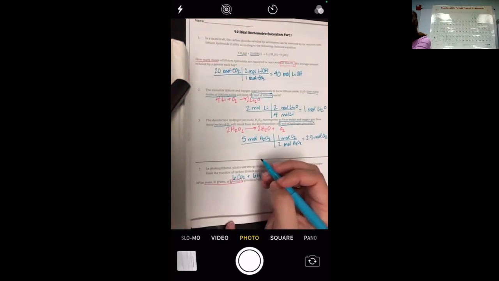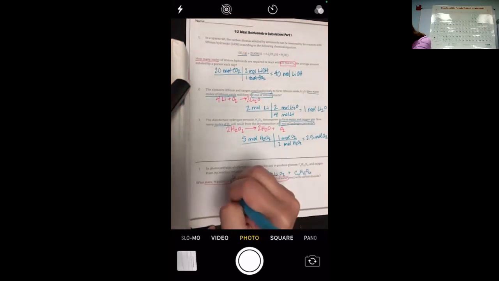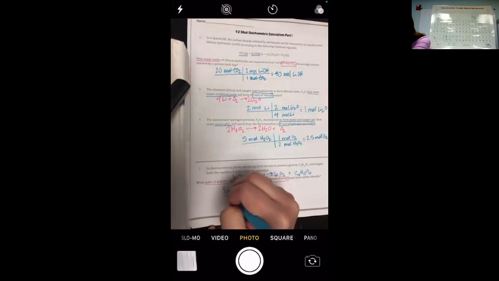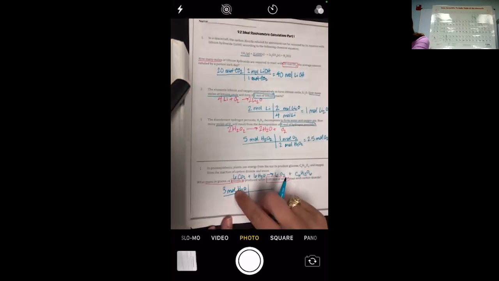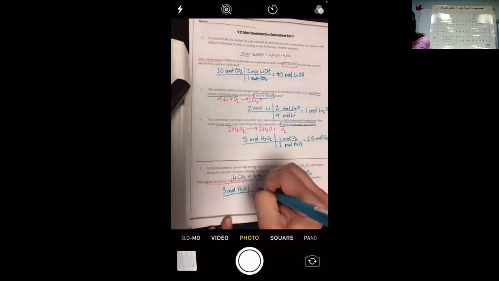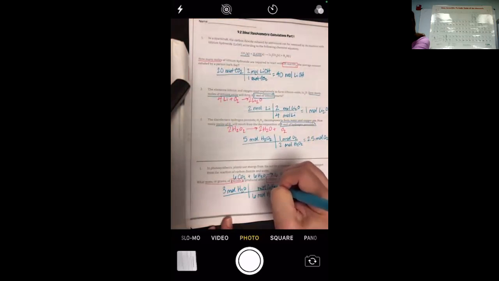So again, always start with what we're given, the 3 moles of water. This is going to be a 2-step problem. 3 moles of water. Because I have moles, my first step is going to be to go from moles of what I'm given to moles of my unknown, in this case, glucose. So I'm going to go from moles of water, which in this case is 6, to moles of C6H12O6, the glucose, which is 1.